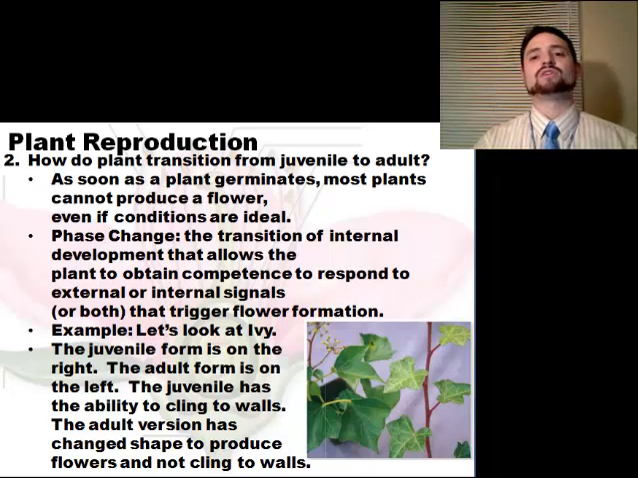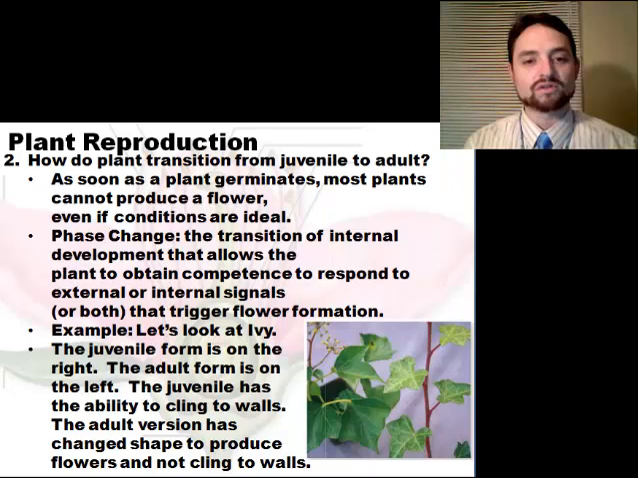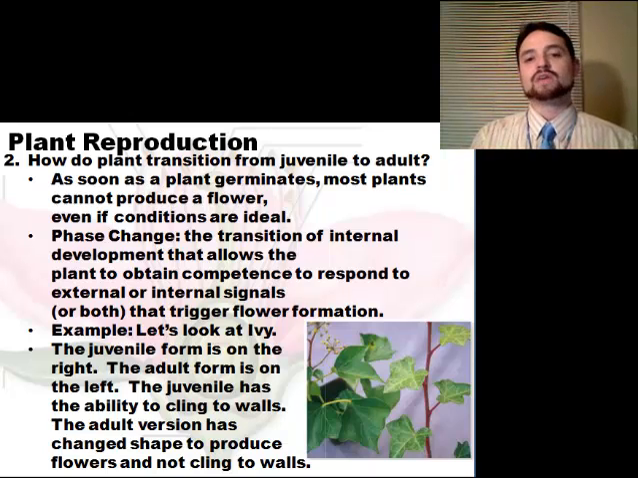So how do plants transition from juvenile to adult? Well, as soon as the plant germinates, most plants cannot produce a flower. Even if conditions are ideal, there has to be something that triggers that plant to produce a flower. So there's got to be a phase change, the transition of internal development that allows the plant to obtain competence to respond to external or internal signals, or both, that trigger flower formation.